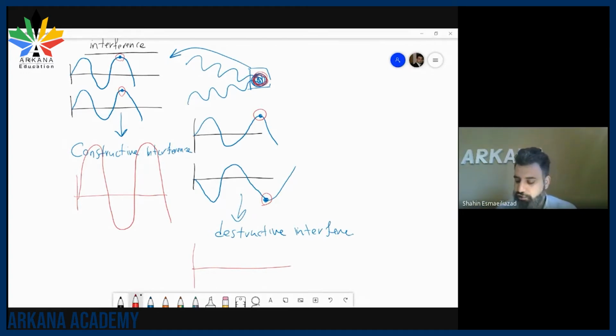If they hit each other at the opposite amplitude situation, or one of them is rising and one of them is going down, so basically one crest or one trough, in other words, then the destructive interference would happen, which may result in no wave.